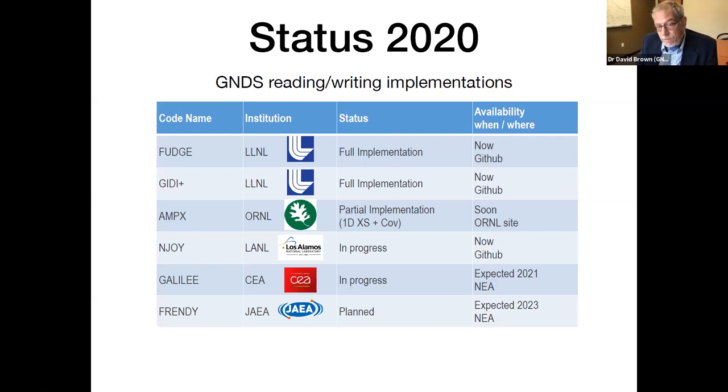So this is a quick overview of the status of implementation of GNDS. There is a full implementation at Livermore, both in a processing code called FUDGE and in an API, GIDI. Actually, there are a couple of parts to GIDI. You'd have to ask Caleb if you're interested. Both of them are open source. AMPX and NJOY are in the process of implementing GNDS support already, and AMPX is pretty far along. And for other processing codes, GALILEE and FRENDY in France and Japan, it is expected in the future. So, next slide.